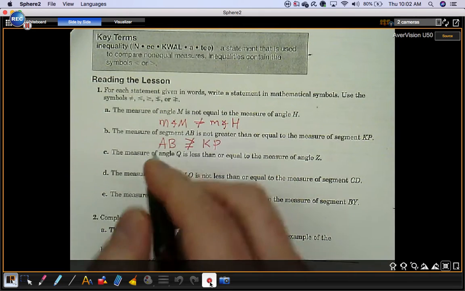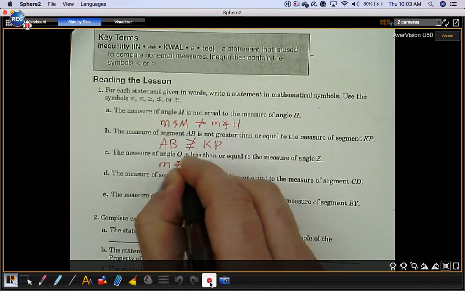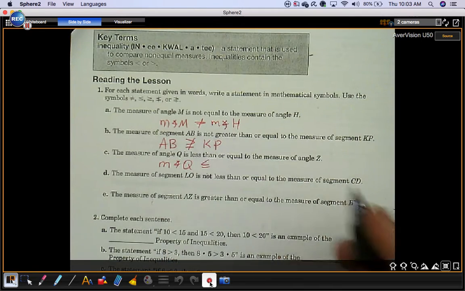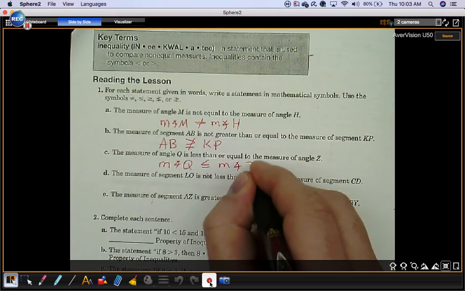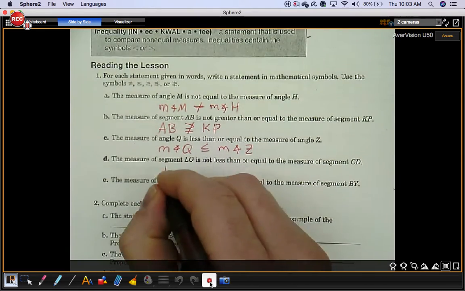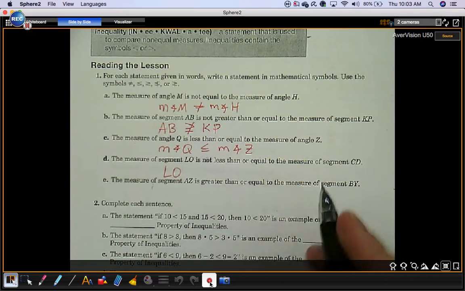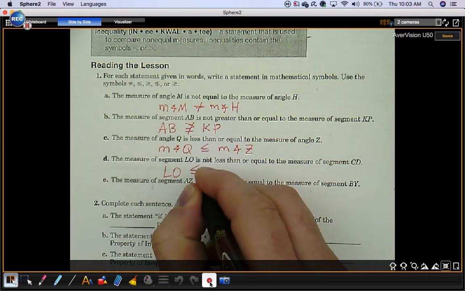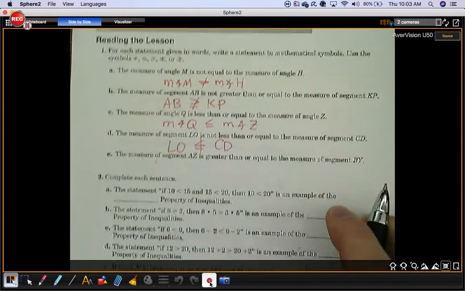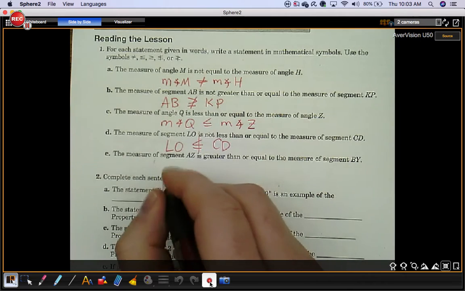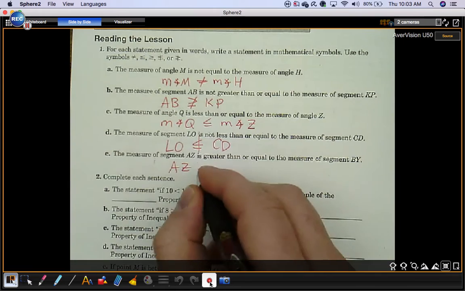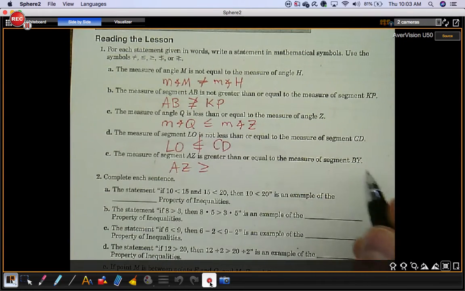The measure of angle Q is less than or equal to the measure of angle Z. The measure of segment LO is not less than or equal to the measure of segment CD. The measure of segment AZ is greater than or equal to the measure of segment BY.